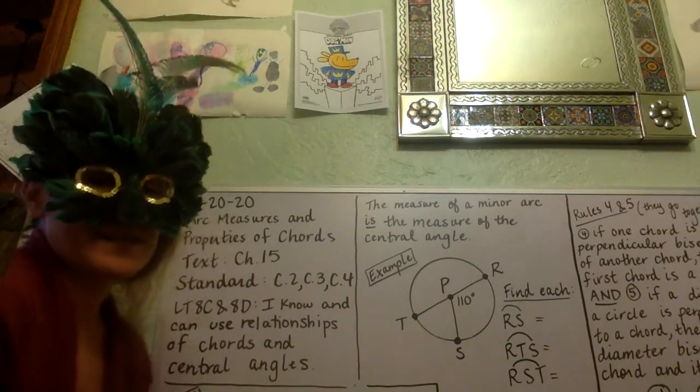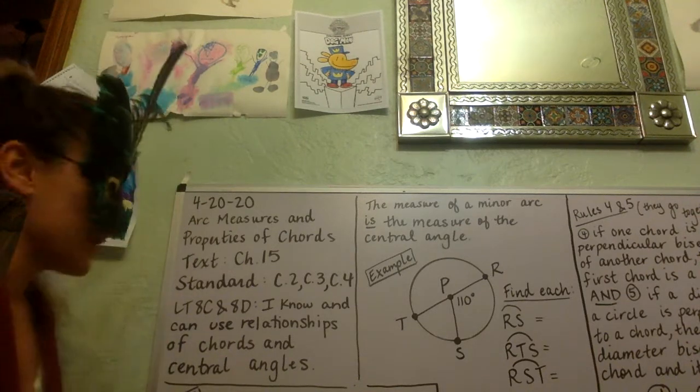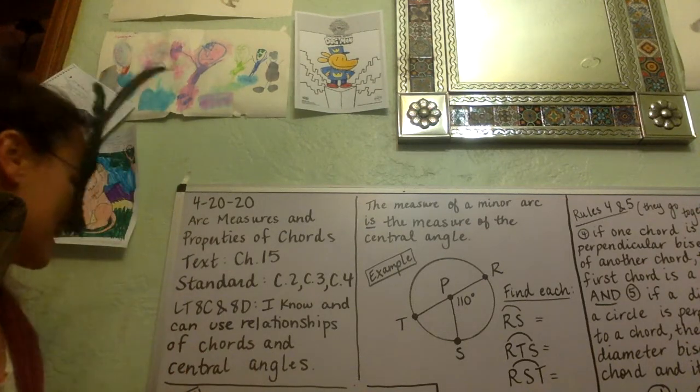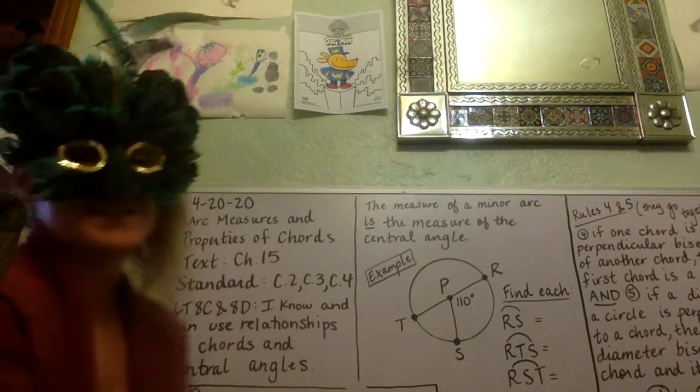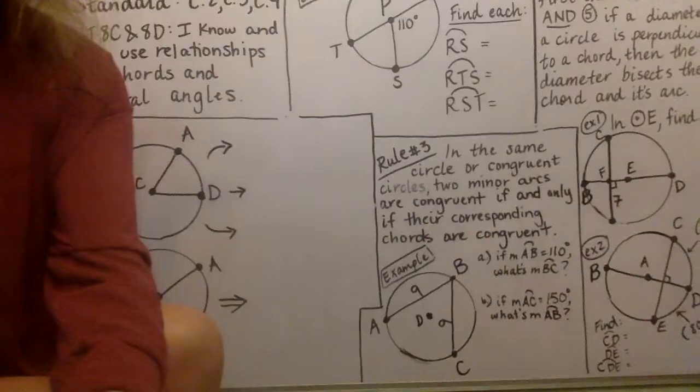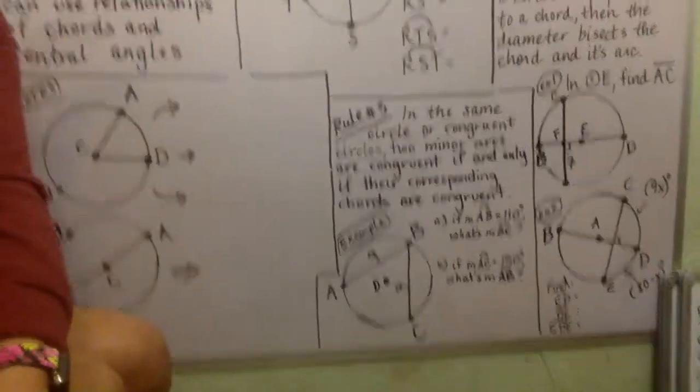So, like I said, go ahead and pause it if you need to. There's some new notation we're going to cover here today. We're talking about arc measures and properties of chords. Okay, so here we go. Let me move this down just a little bit.